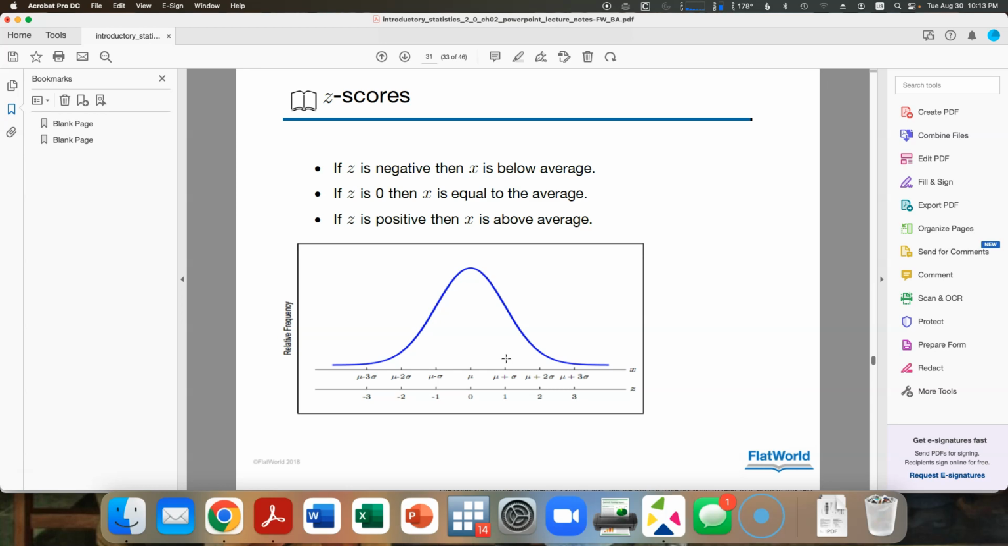And that's kind of what we see here. It tells us, essentially, the number of standard deviations we are away from the mean. 1 standard deviation, 2 standard deviations, 3 standard deviations. And 1 standard deviation, 2 standard deviations, 3 standard deviations. Okay.